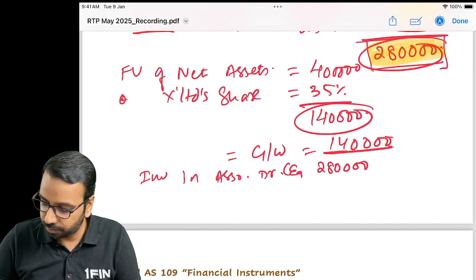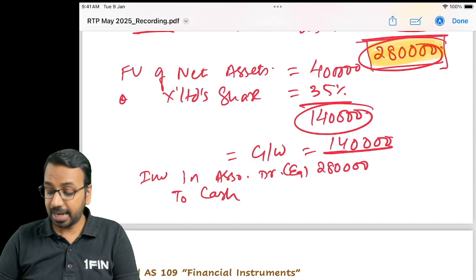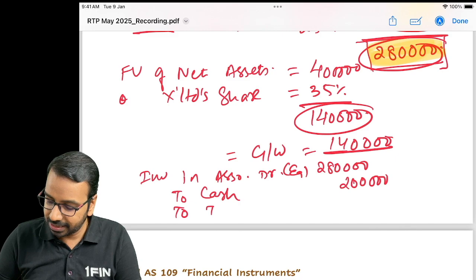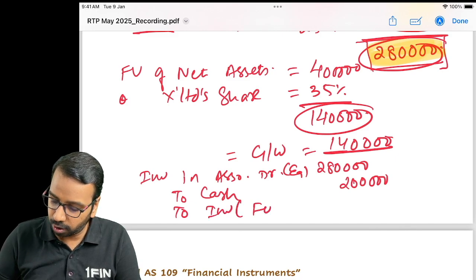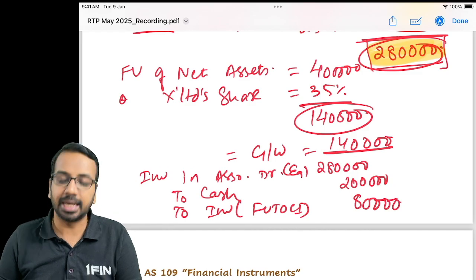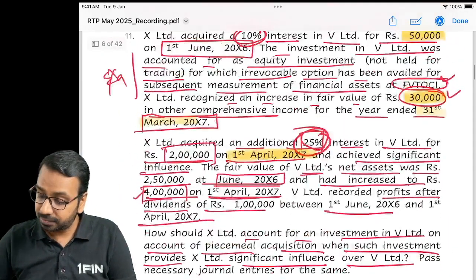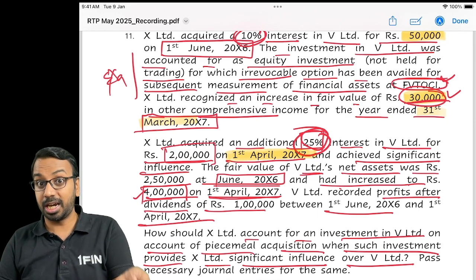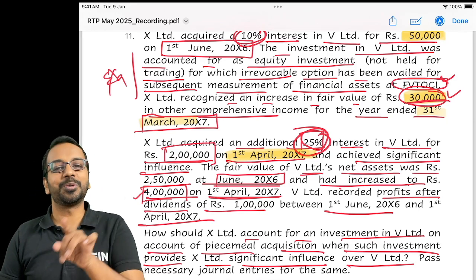Here we are following the equity method. To cash, how much did we pay in cash? We paid 2 lakhs in cash. Our existing investment, which we are following at fair value through other comprehensive income, will be de-recognized, 80,000. Then this gain of 30,000 will be transferred from FVTOCI to retained earnings, not to the P&L.